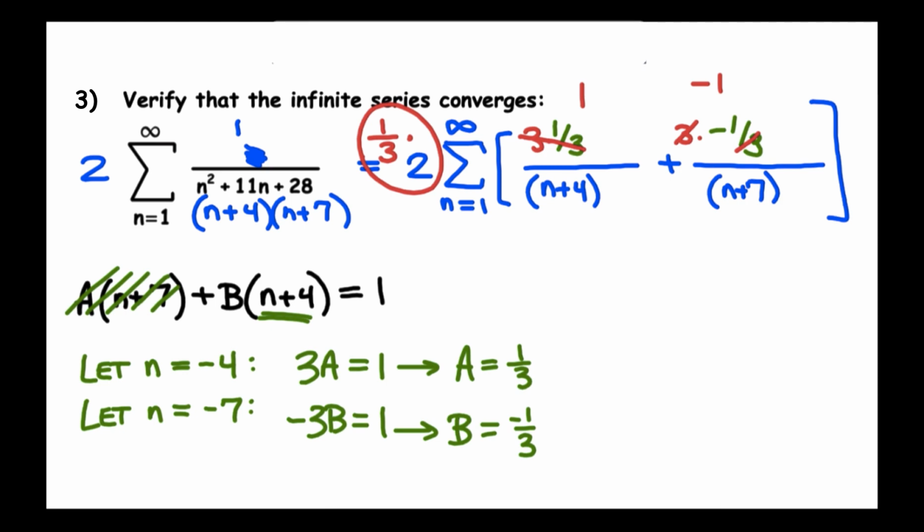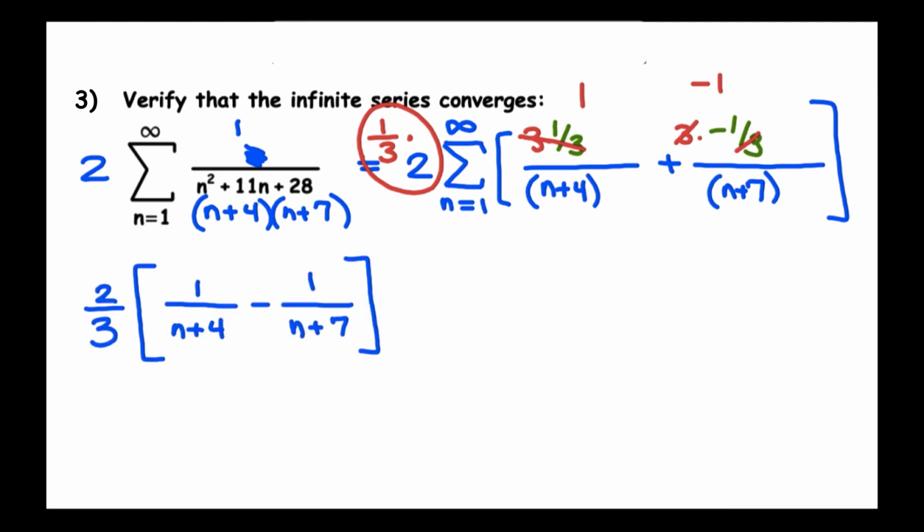All right, I'm going to rewrite this a little bit more neatly. And now we'll go ahead and start plugging in the 1s, the 2s, the 3s. We'll see what happens. We're going to start by plugging the 1 back into both of those. Again, we still have a 2/3 out front. Plugging the 1 in will give us 1/5 minus 1/8.